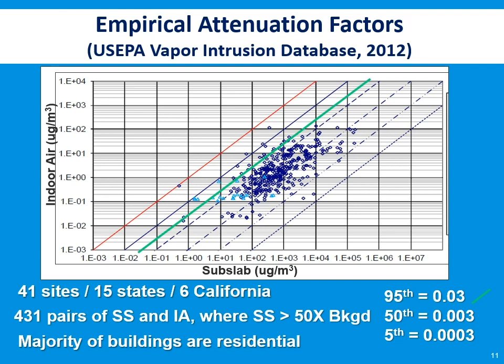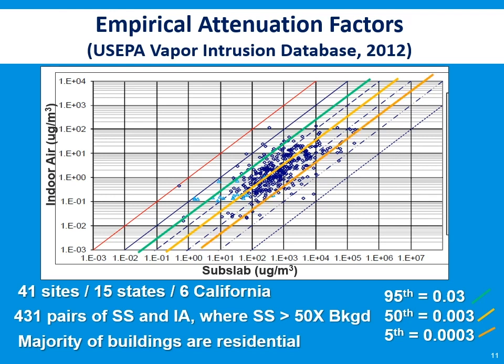This green line represents the recommended attenuation factor. It is the 95th percentile of the database, meaning that 95% of the dots fall below the line. An attenuation factor of 0.003, or about 1/300, is shown in yellow. This is the median, or 50th percentile, meaning that half of the points are above the line and half the points are below the line. The most conservative attenuation factor returned by the Johnson-Ettinger model is at about this level, meaning that the model would underpredict risk for at least half of buildings.